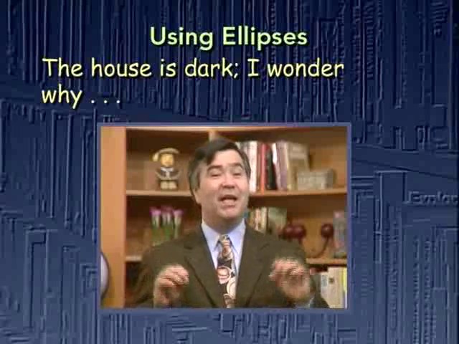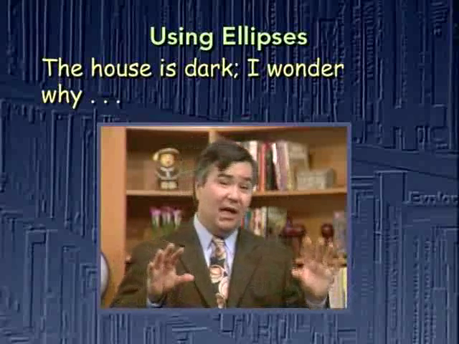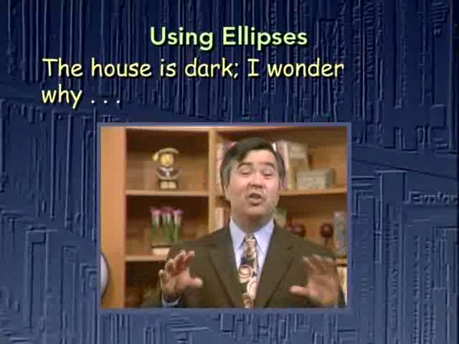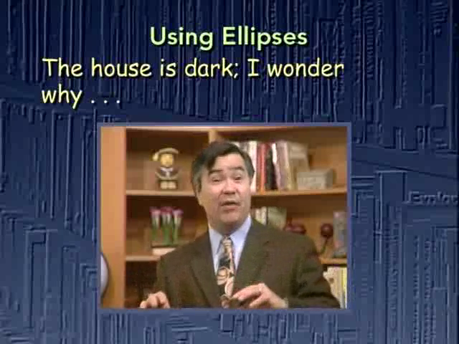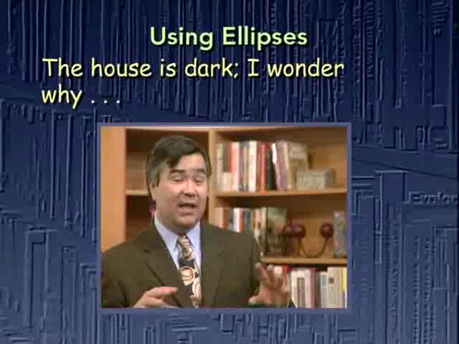But again, some people get into the habit of using ellipses continually in their writing as a way of ending sentences, and it gives the feeling that they're a little too lazy to figure out exactly how they want to end the sentence. Do they want to end it with a period, a question mark, an exclamation point?